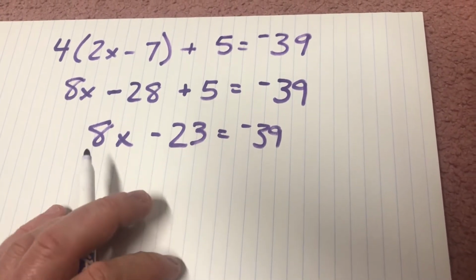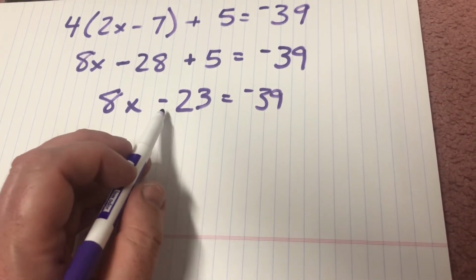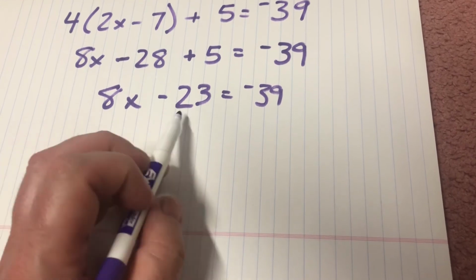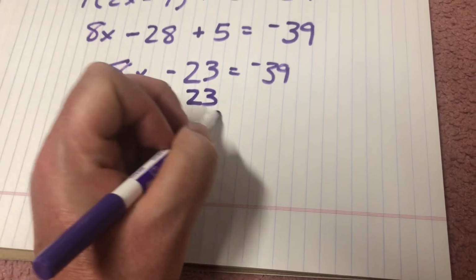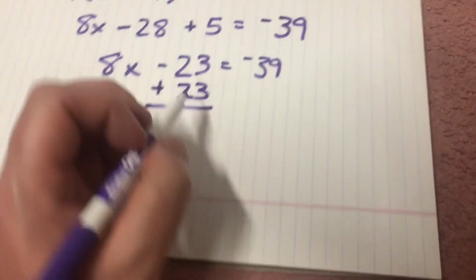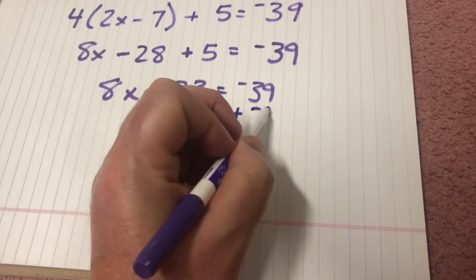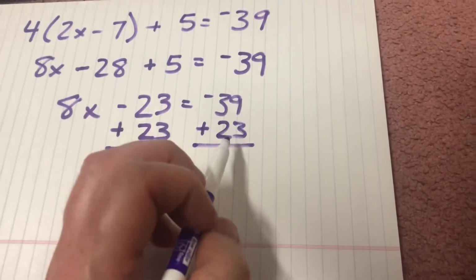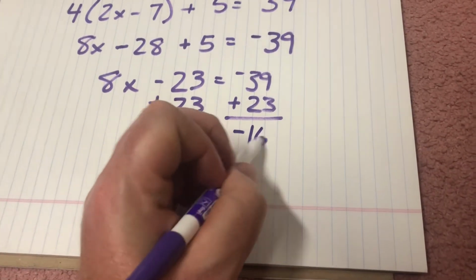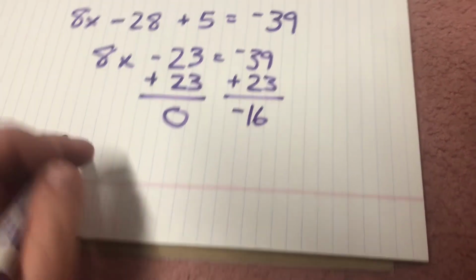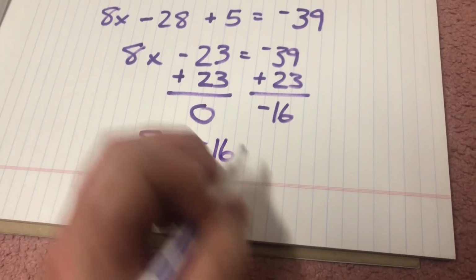So now, once again, I still need to isolate the variable. 8x needs to get by itself. This is a negative 23. Remember what I'm doing? I'm trying to make it 0. So if I have negative 23 and I want to make it 0, it's going to become plus 23. That's 0. Then I'm going to come over here, negative 39 plus 23. Negative 39 plus 23 is actually going to equal a negative 16. So that leaves me now with 8x equals negative 16.